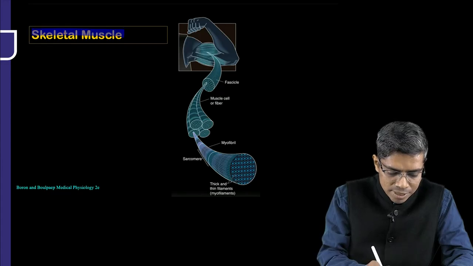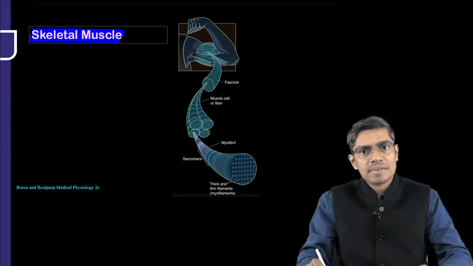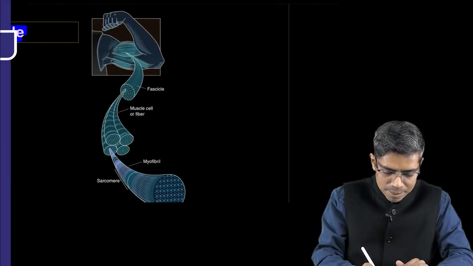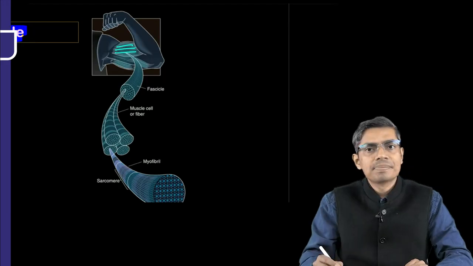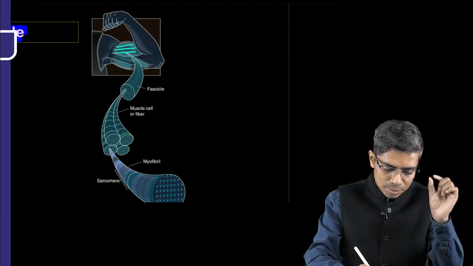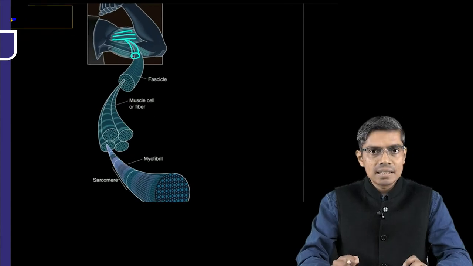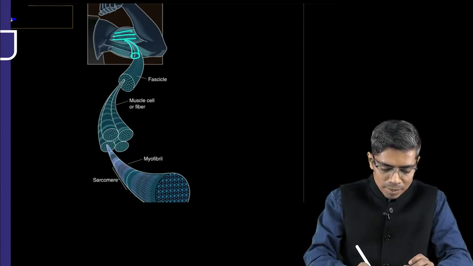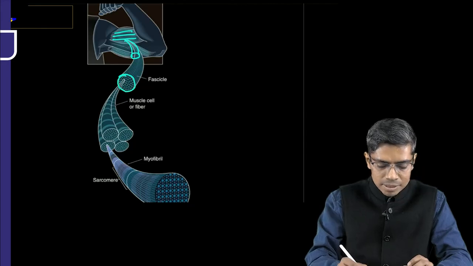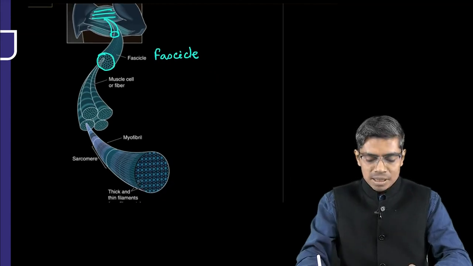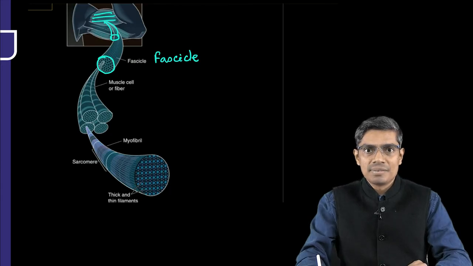If you look into any skeletal muscle of your body, for example, suppose I am entering inside the biceps muscle. So this is the biceps muscle. I'm taking a small part of this biceps muscle. What I'm going to find inside this biceps muscle is multiple bundles of muscle fiber, and these multiple bundles are known as fascicles, right? So fascicles are nothing but bundles of muscle fiber.